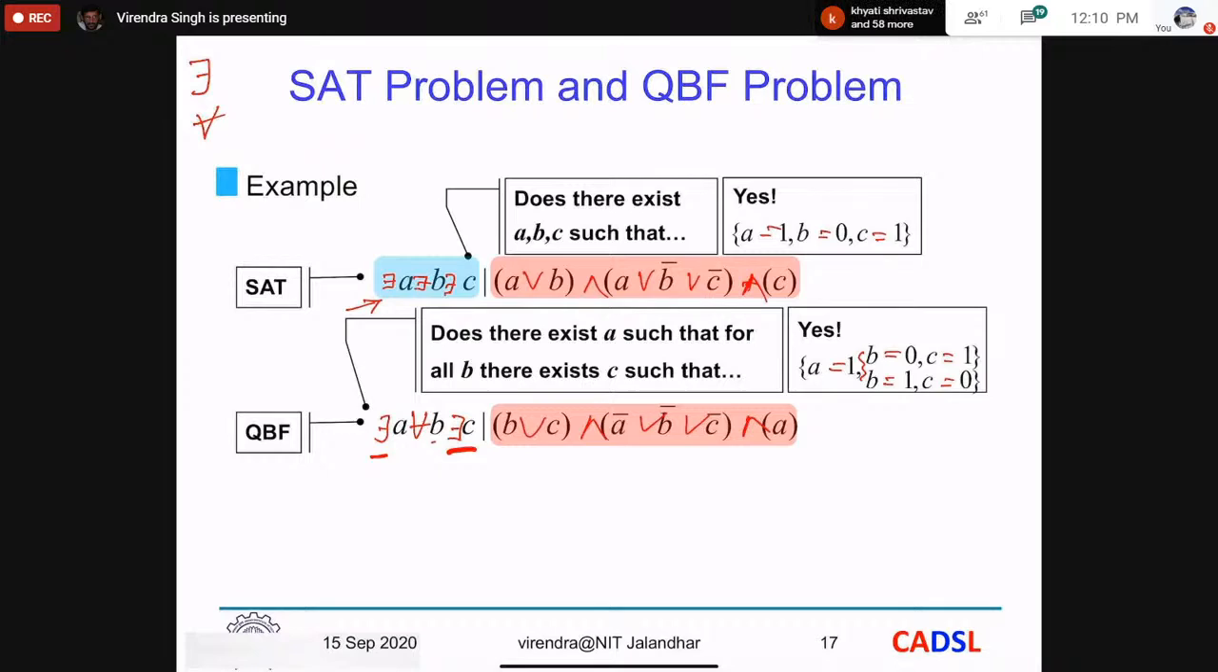So theoretically I can translate this into an equivalent set problem. The equivalent set problem would be that for B equal to 0 and B equal to 1, there should exist a value of A and C. If it is satisfied for both cases, then this formula is satisfied, otherwise it won't be. And how do we formulate this?